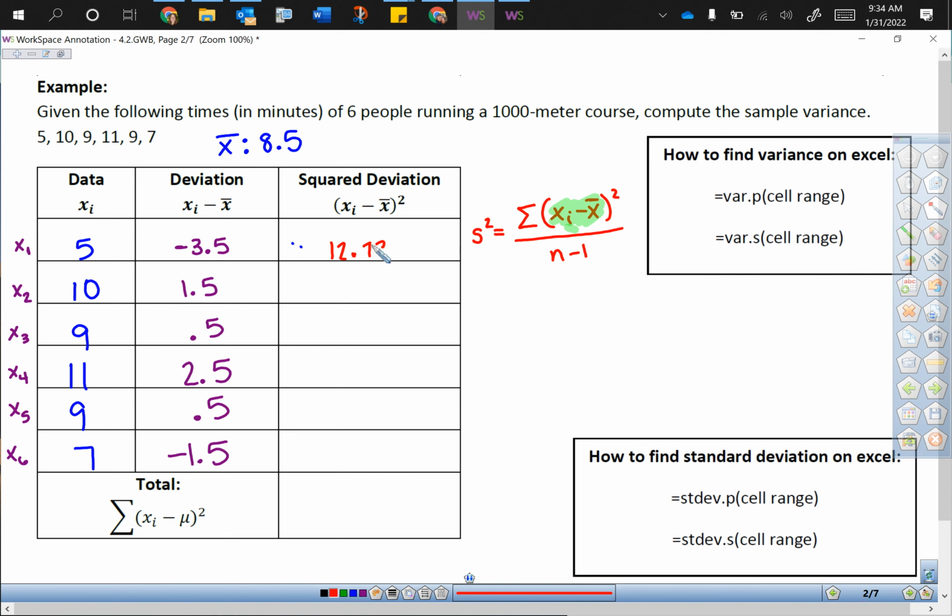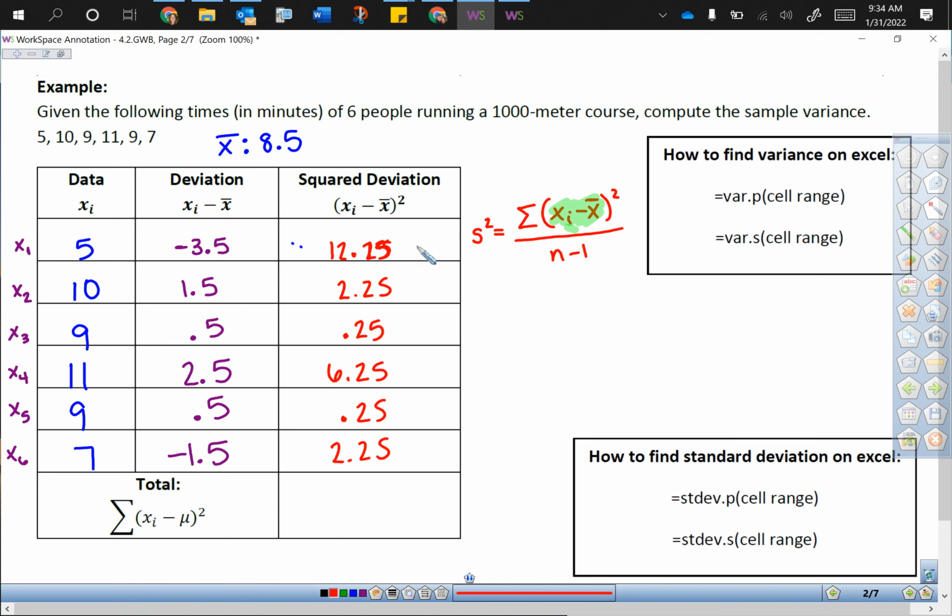12.25. Very good. Then I'm going to take 1.5 and square it. What am I going to get? 2.25. 0.5 and square it. What am I going to get? 0.25. Very good. 2.5 and square it. 6.25. Very good. 0.5 squared, 0.25. Negative 1.5 squared, 2.25.